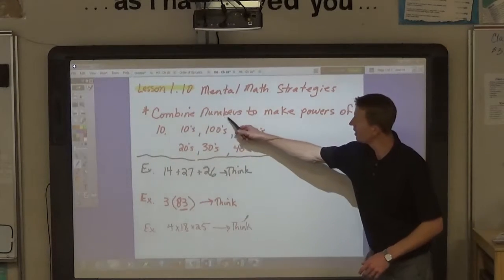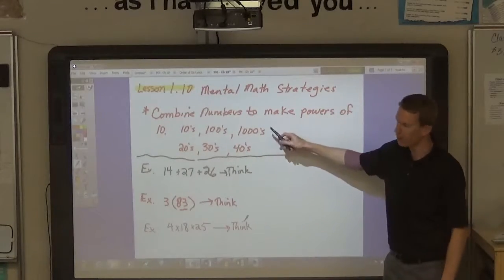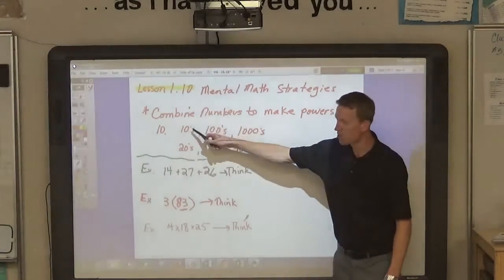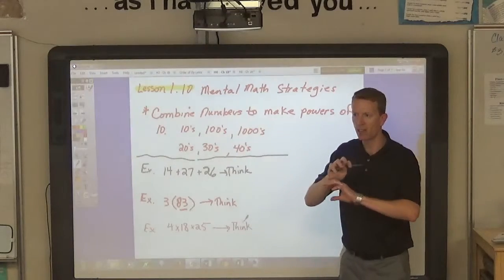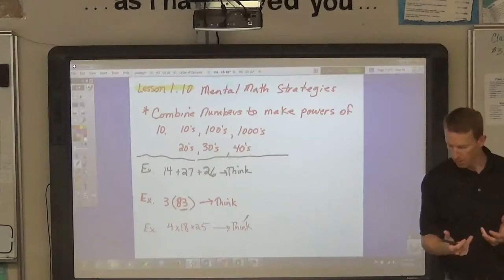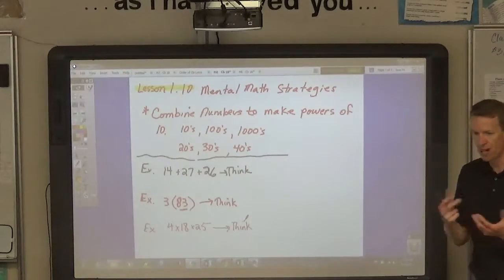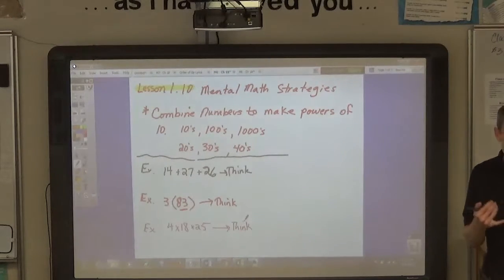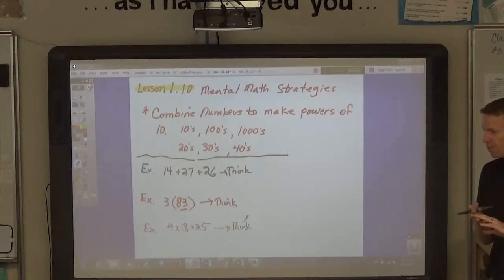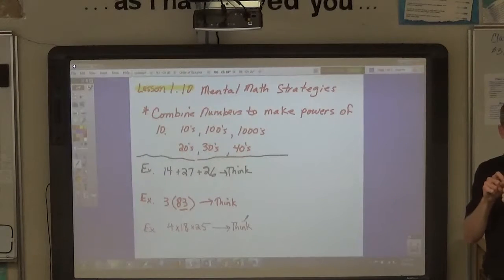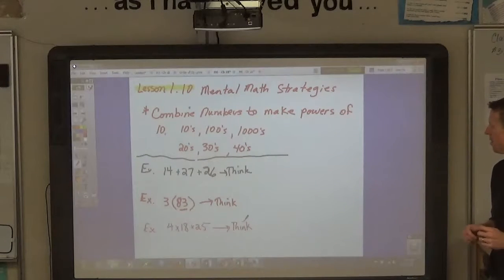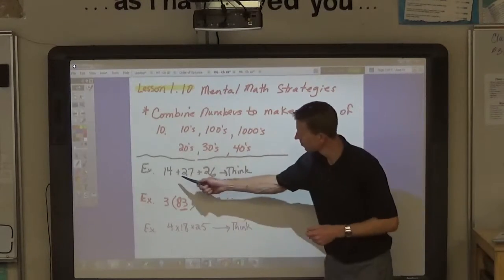One of the major things you do when you're doing mental math is to make powers of 10. Put numbers together to try to make tens or hundreds or thousands, because those are easy to add, multiply, divide, and they're easy to work with. So if you can put numbers together to make a 10 or a power of 10, then you can do that first. Look at this example.